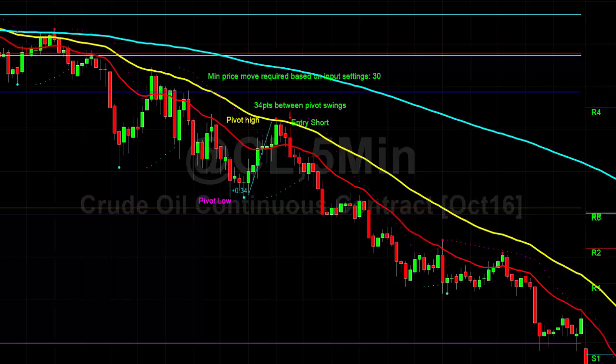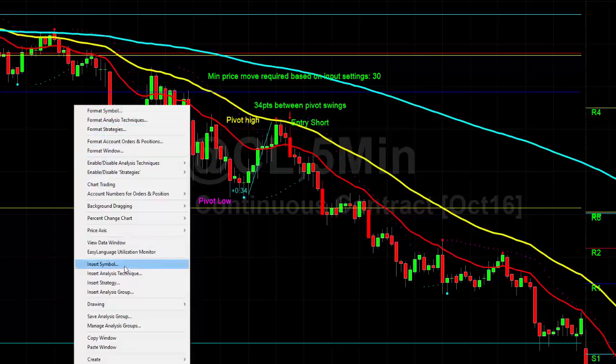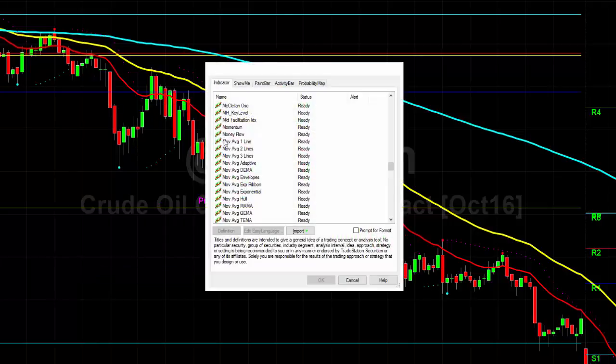So one of the filters, or inputs, we have within our strategy is what we call our minimum price move. The way this has been established is that we've got our pivots. On the chart here, you can see our TradeStation chart. I've entered in our pivot high and low. That's just a basic setting under the analysis technique. It's one of the show me indicators. You can see there we've got pivot high and pivot low.